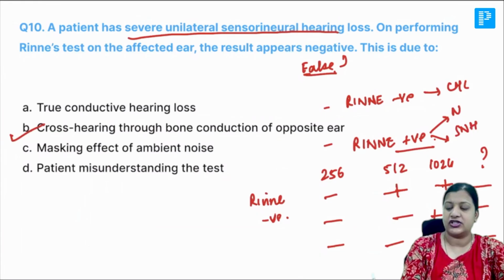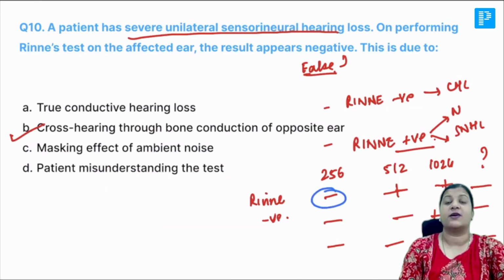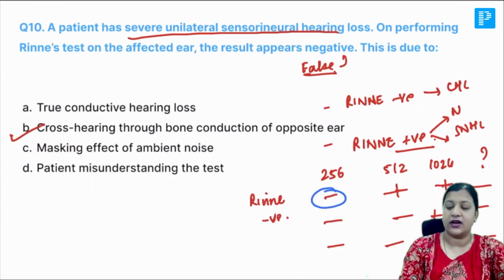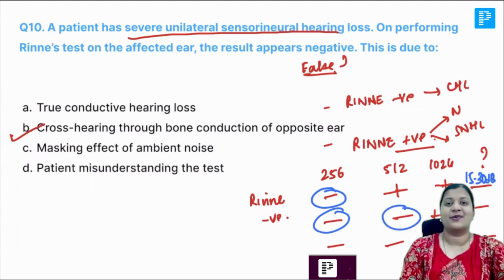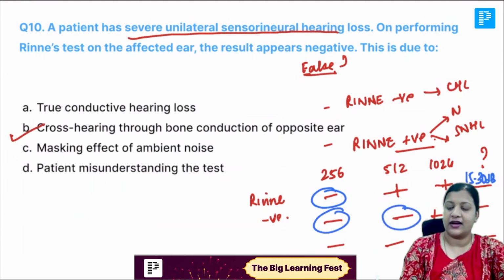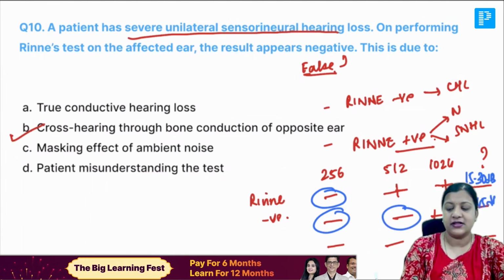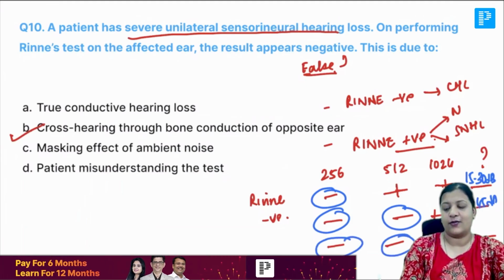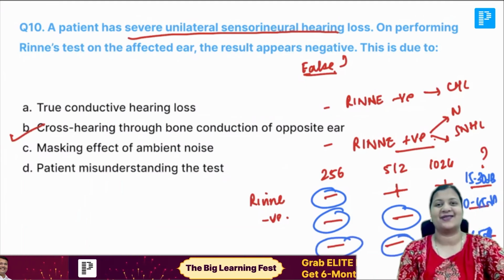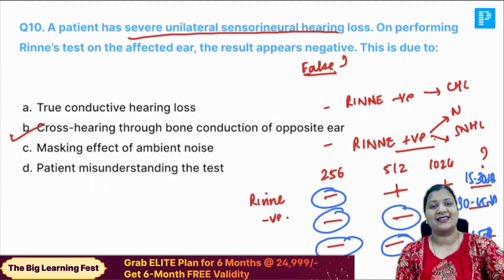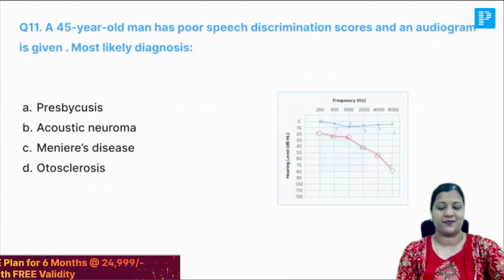Rinne positive is seen in two conditions, which is normal or SNHL. And then whenever you get Rinne negative at 256 hertz, but positive at 512 and 1024, what is the amount of hearing loss? Approximately 15 to 30 dB. Negative at two frequencies, but positive at 1024, then it is 30 to 45 decibels. And negative at all the three frequencies, it is more than 45 decibels, right? So we've revised the Rinne's test. I hope all of you have got it.